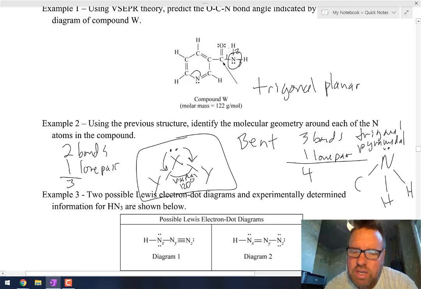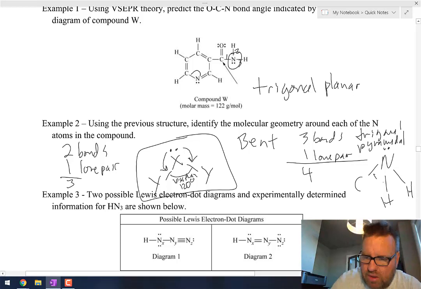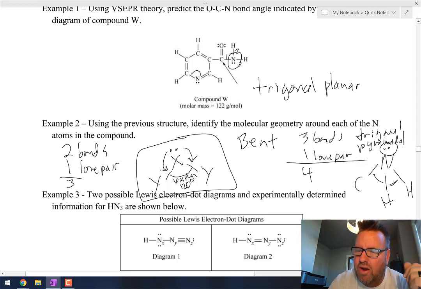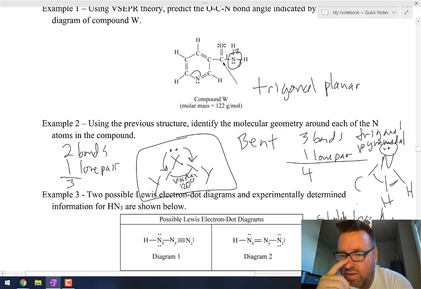Again, they don't ask about bond angles, but if they did, what would you say? What's the bond angle here? In a tetrahedral, they're 109.5, but with that lone pair, it's going to be a little bit less than 109.5. So I would just write it as less than 109.5. And you might even say slightly less than 109.5.